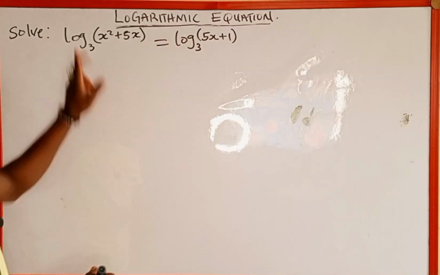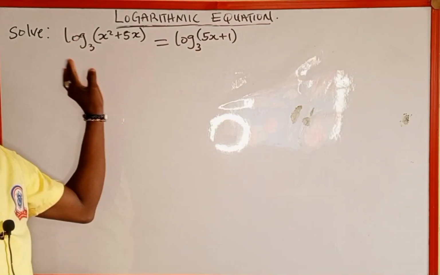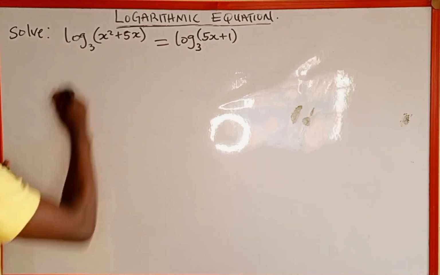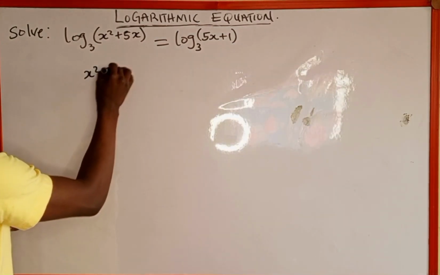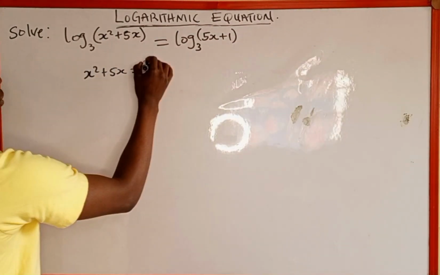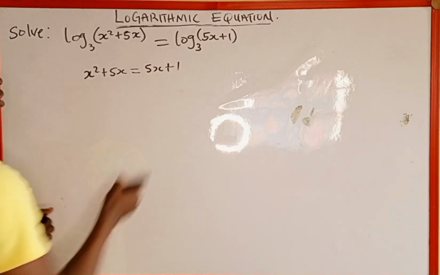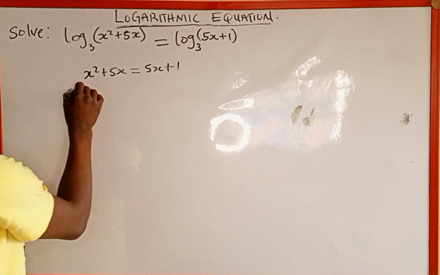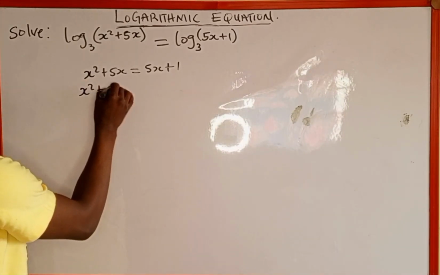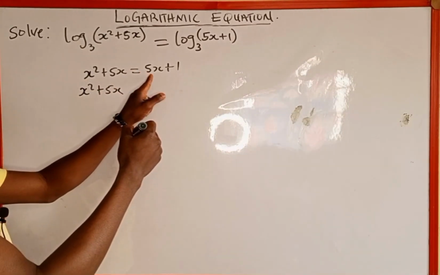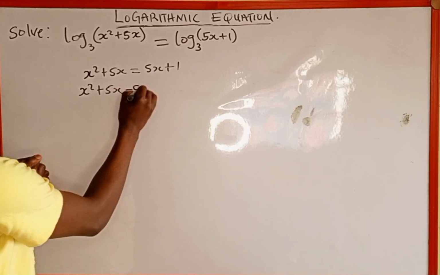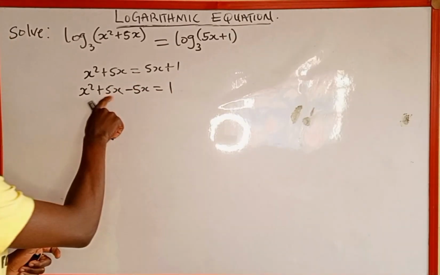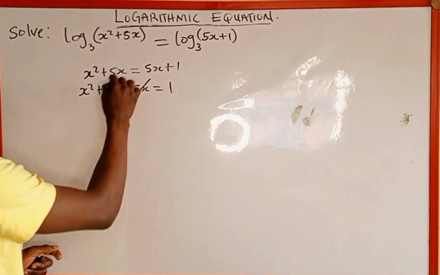This can only work when the base is the same, both the left and the right hand side of the equation. So we equate two brackets. We have x squared plus 5x, which is equal to 5x plus 1. Then the next thing, we're going to take this 5x to the left hand side, which is going to be what? X squared plus 5x. When this positive 5x crosses to the other side, it is going to be what? Negative 5x, which is equal to 1. And this positive 5x and negative 5x is going to cancel.